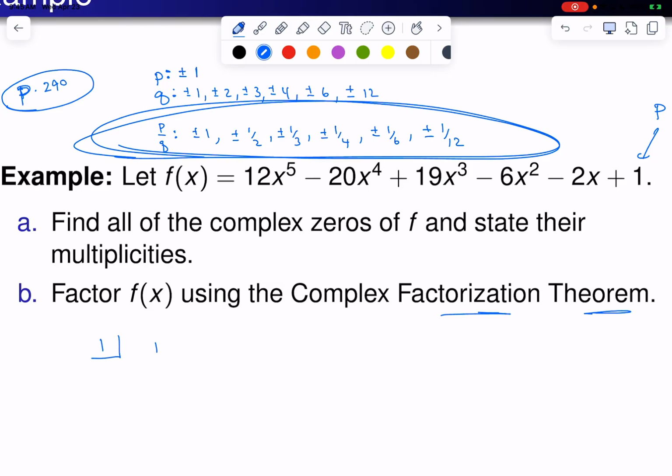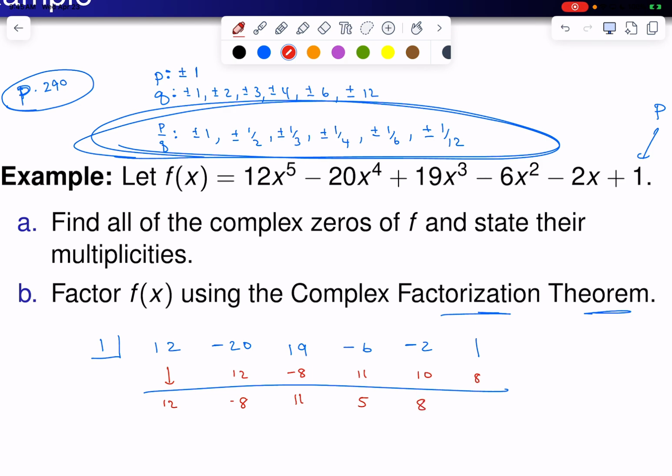You ready? 12, negative 20, 19, negative 6, negative 2, 1. This is how good it should look when you get good at this. Try 1. Let's pray it works. All right, I got a 12, a negative 8, an 11, a 5. It works. Oh wait, no, it doesn't. I got a 10, then an 8. Did it work? Doesn't work.